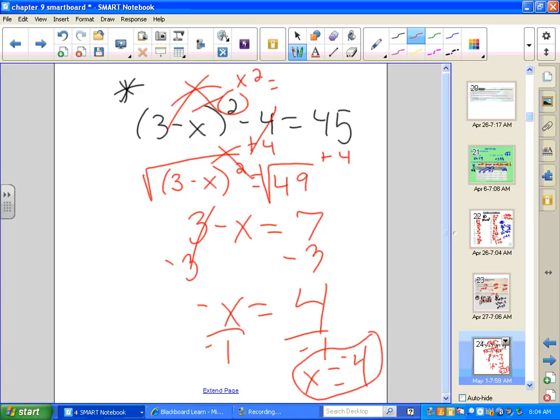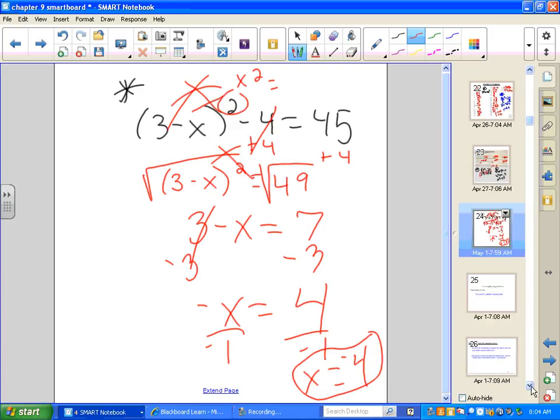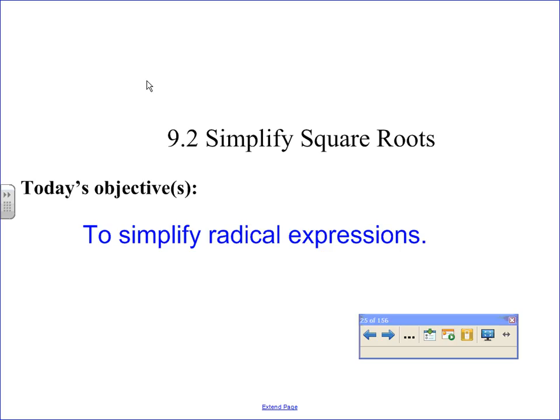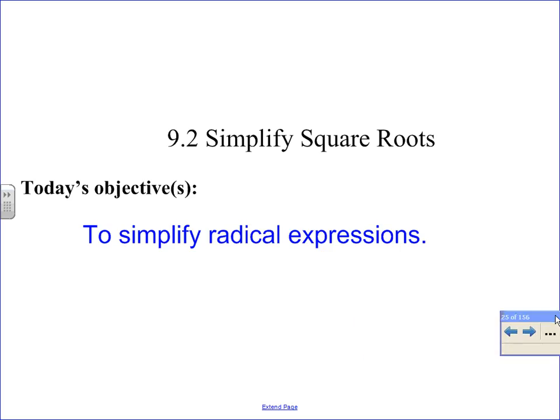Okay, open up your notes to page 4. So we started this a little bit yesterday. I want to finish this today. Simplifying radical expressions. Notes page 4. I'll wait till you guys all get there.